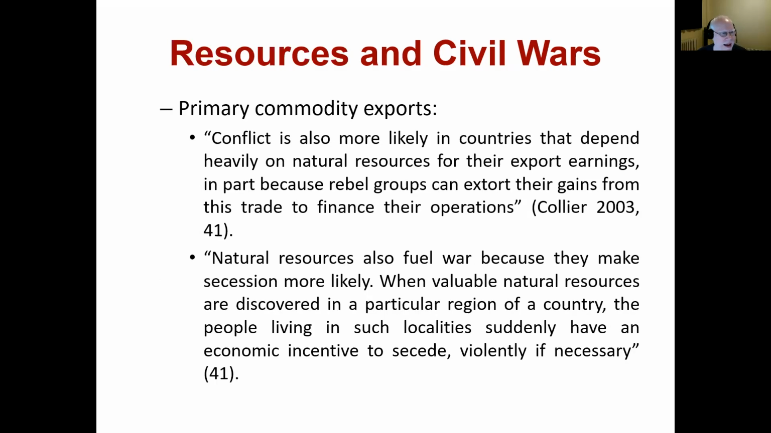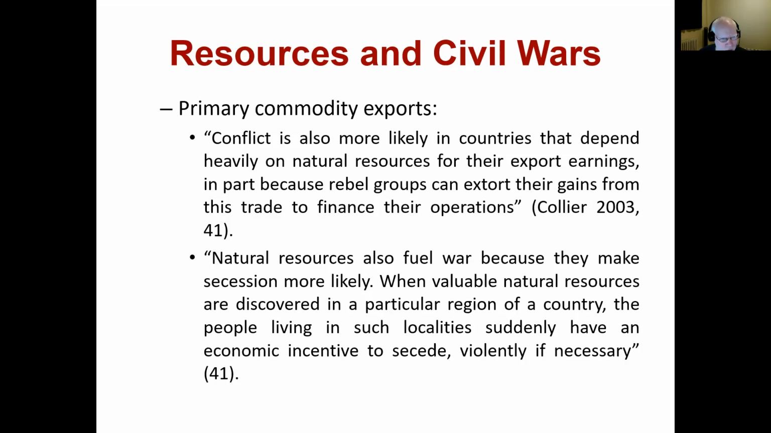And then finally, related to resources and being able to fund civil wars. So we've talked about the importance of income for the central government. We talked about income also for rebel groups. And so one measure related to the economy that could be important in civil war onset is primary commodity exports. So conflicts are also more likely in countries that depend heavily on natural resources for their export earnings, in part because rebel groups can extort their gains from the trade to finance their operations, right?